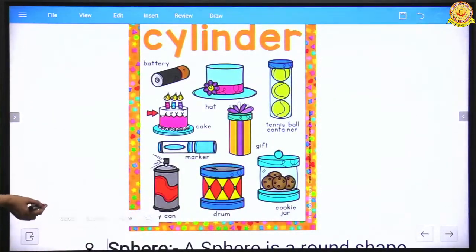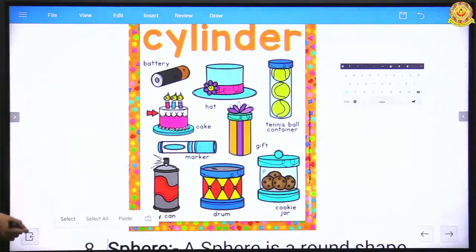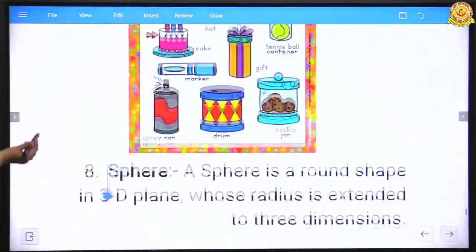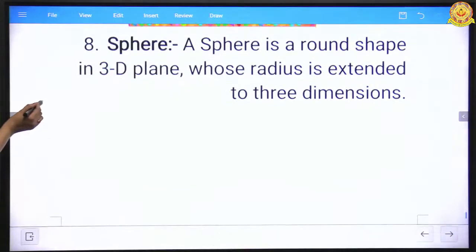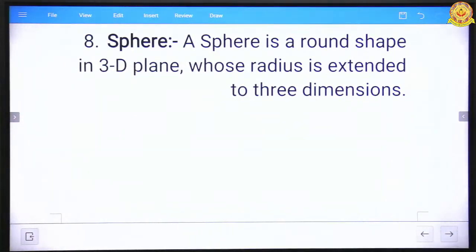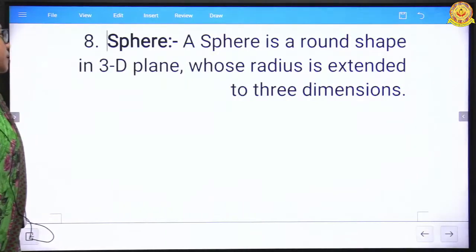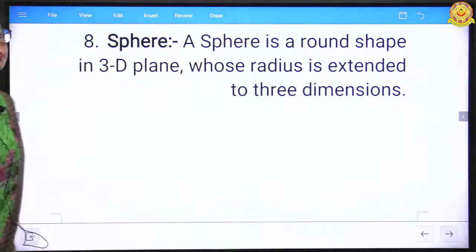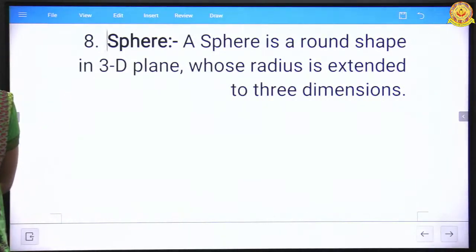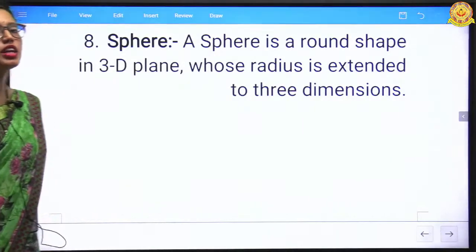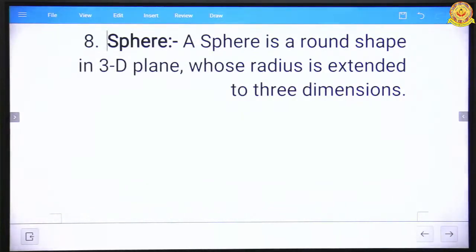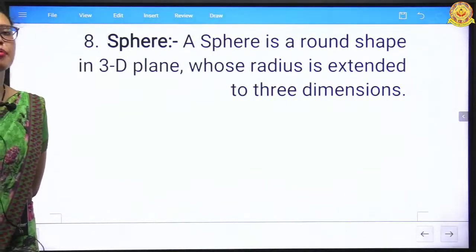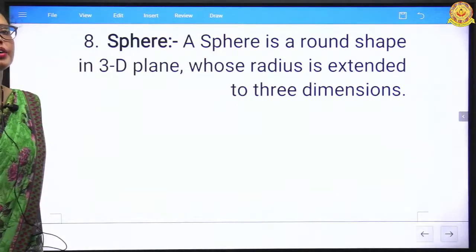Now just take a look at our next shape, which is sphere. This shape is similar to a circle. A sphere is a round shape in 3D whose radius is extended to 3 dimensions. The shape of a sphere is similar to a circle, but it's a 3-dimensional shape. The radius of a sphere is extended to 3 dimensions, so it's called a sphere.